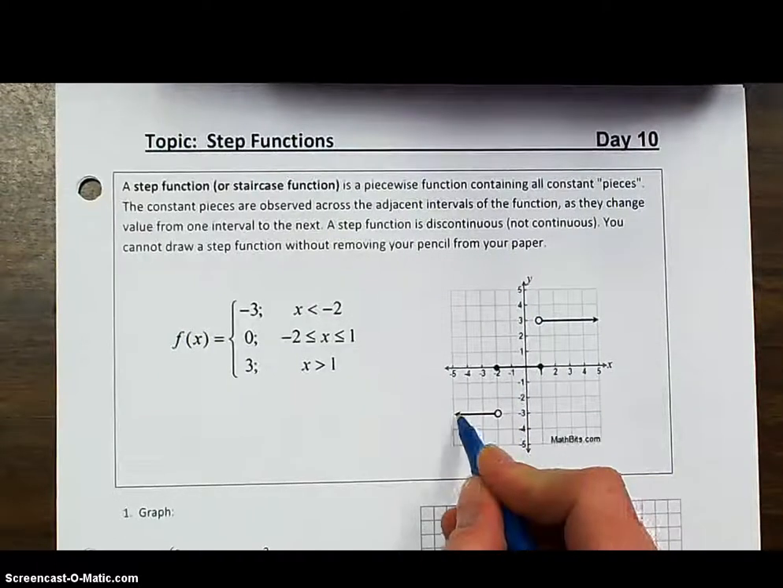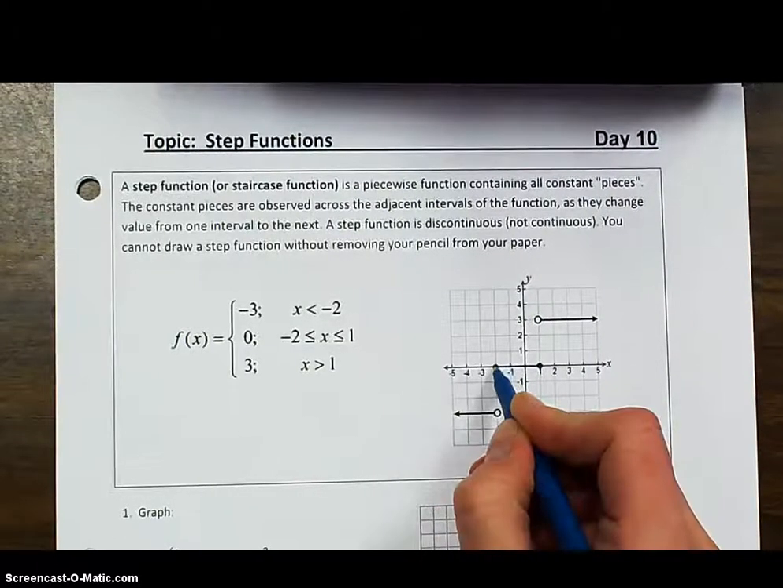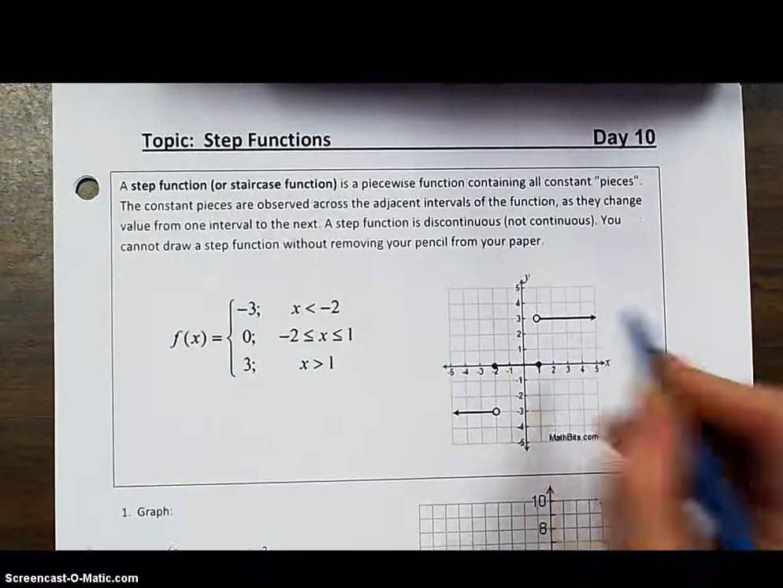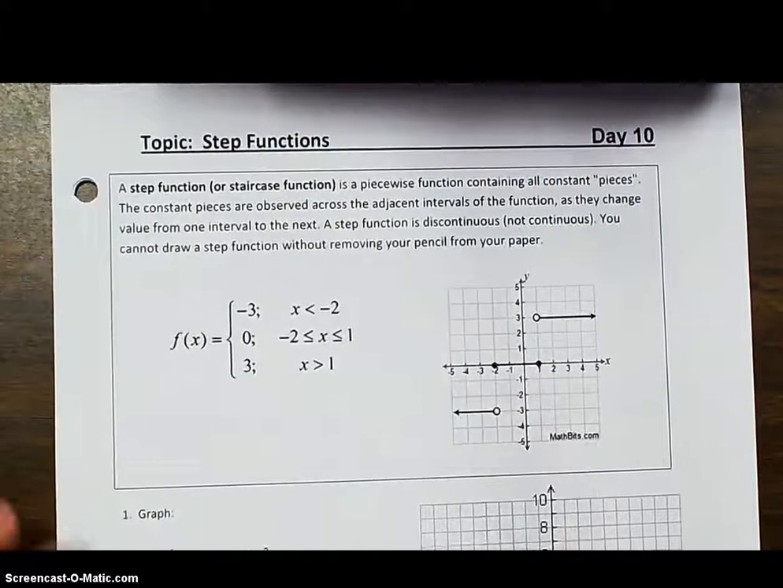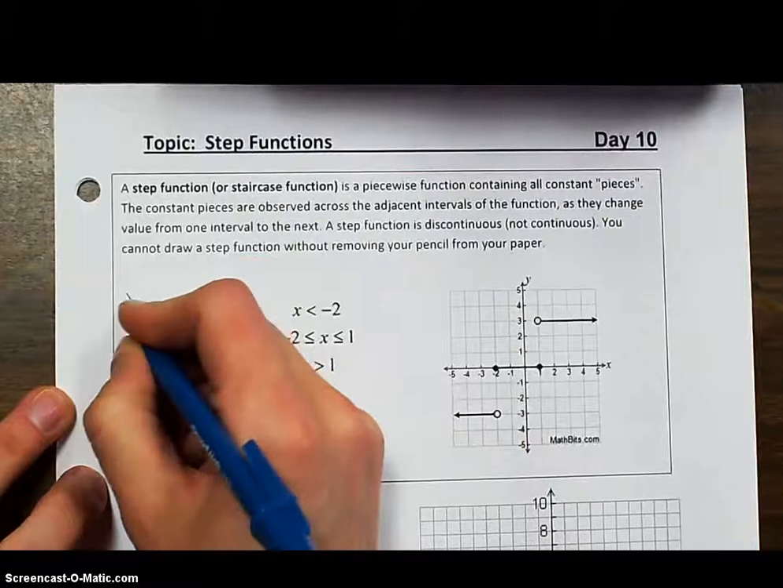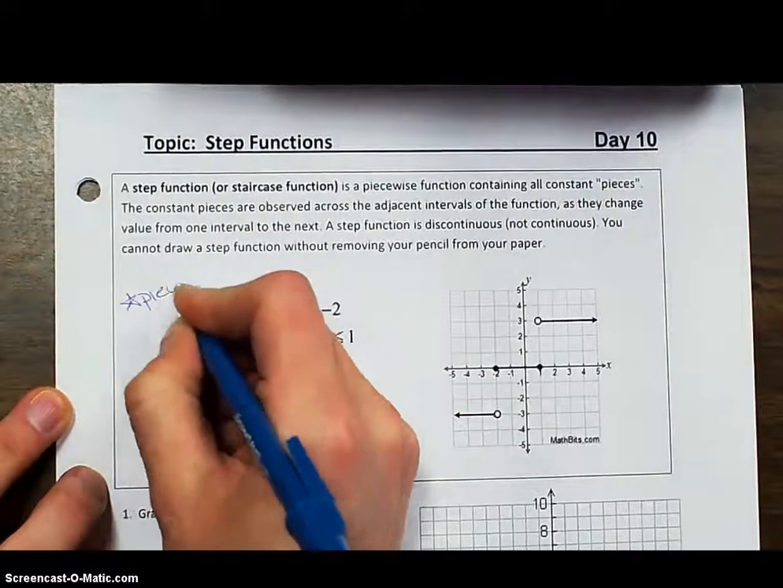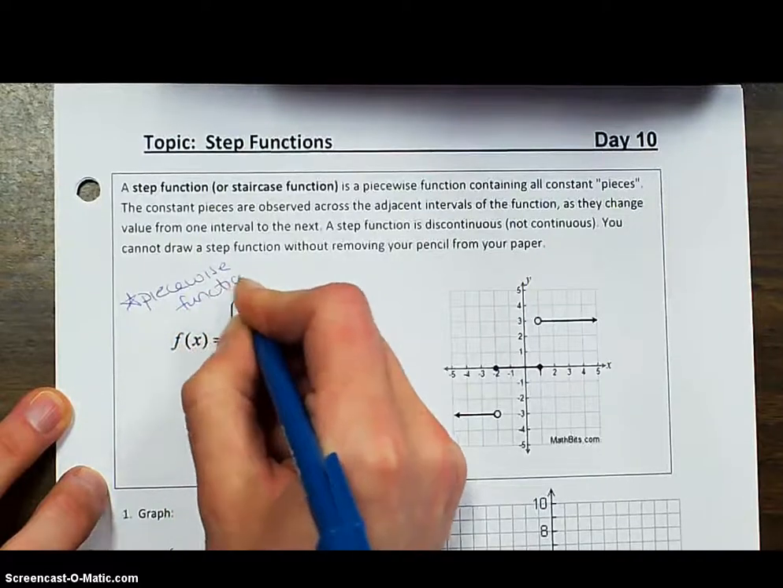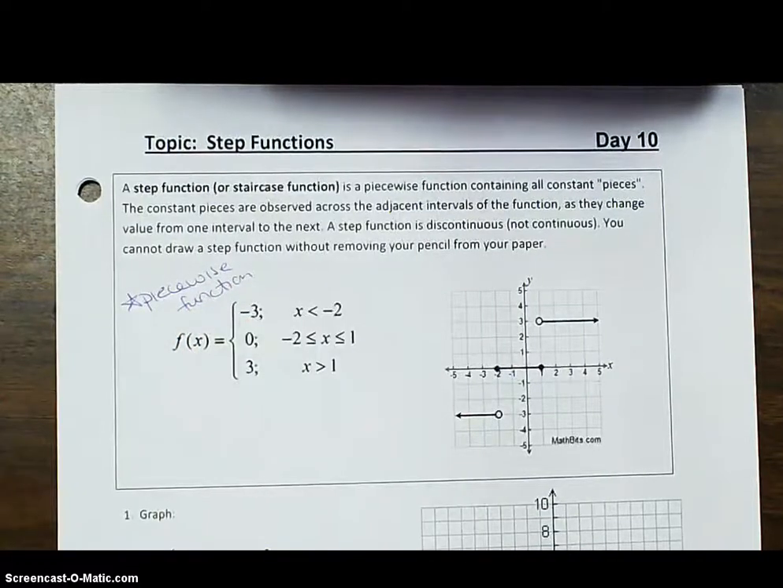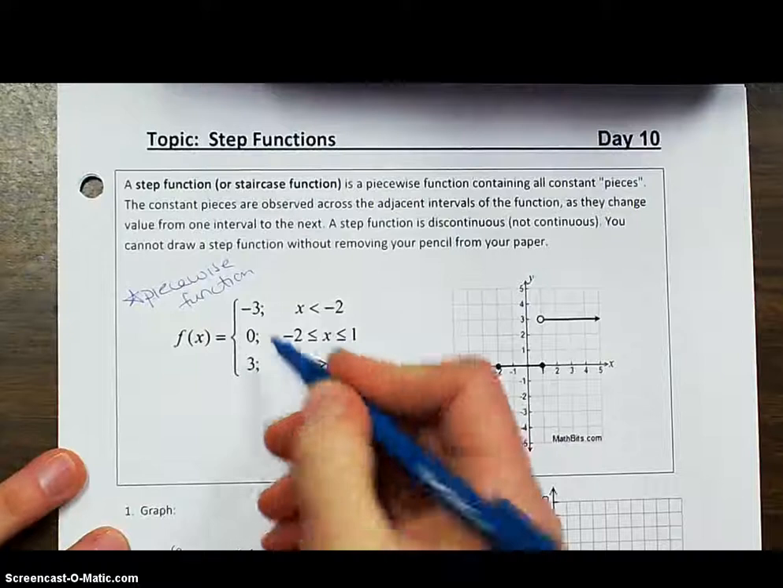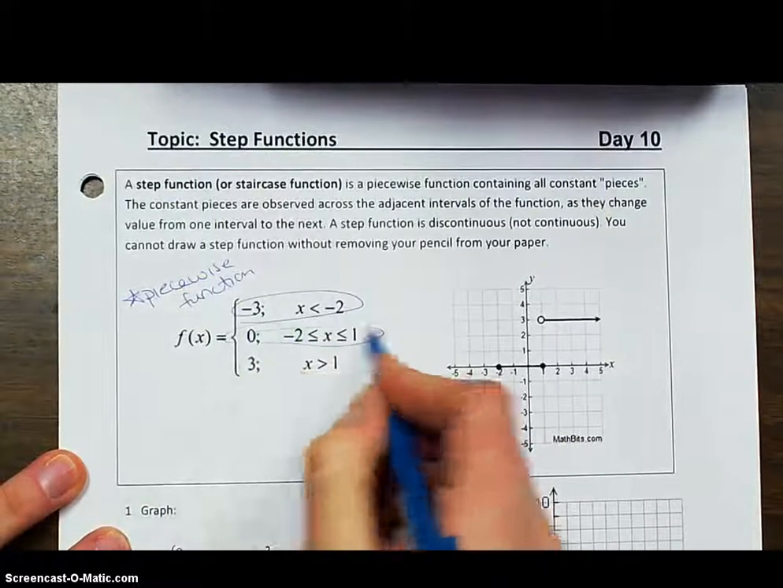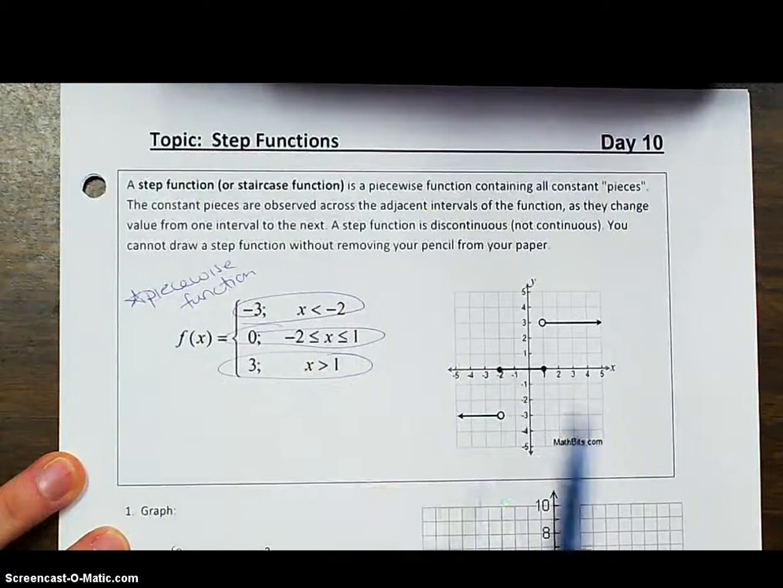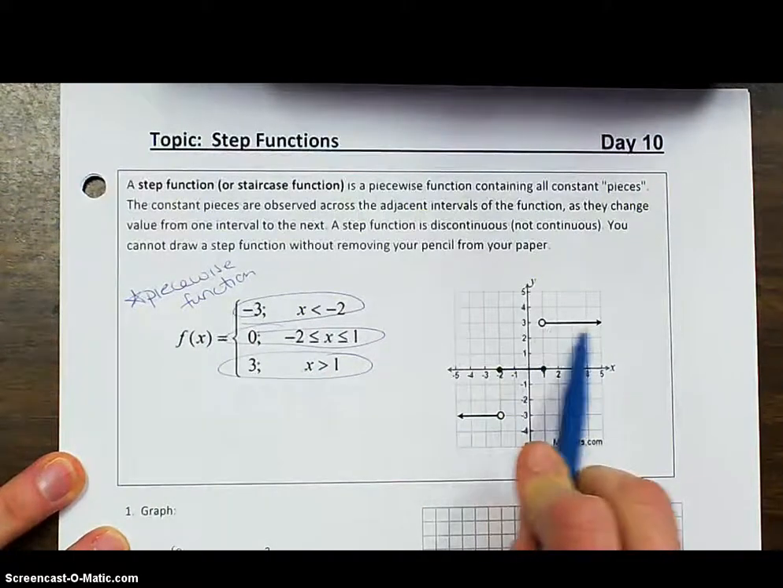So it's not continuous. So I go to here, I have to lift my pencil, I come here, I can trace it, I have to lift my pencil up, I come up here, then I can trace it again. So a step function is very similar. It is a special case of a piecewise function that we learned yesterday. And we're going to set it up very similar to a piecewise function. So if we take a look here, we have 3 functions and their domains. And if we take a look over here, we have 3 pieces.